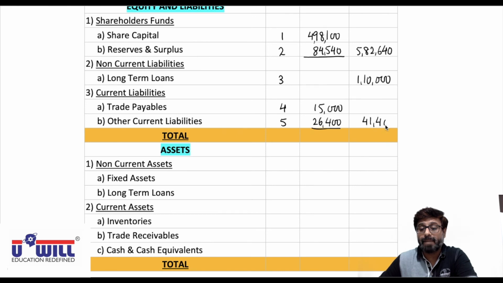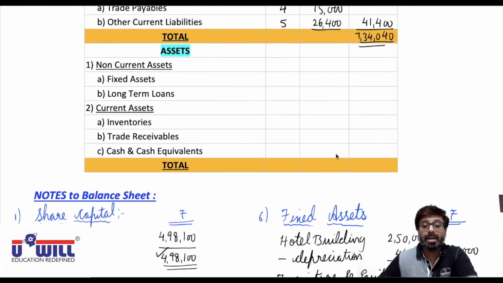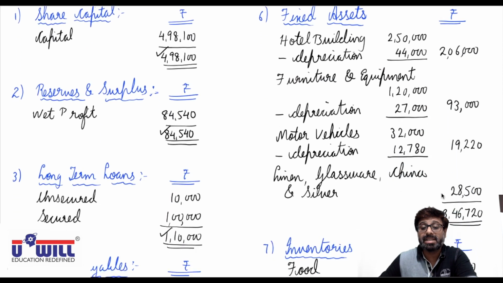And total of liabilities side, 734,040. All of you do it in the calculator. Do you get 734,040 or not? Verify that. Now non-current assets, fixed assets from note 6 we get 346,720.